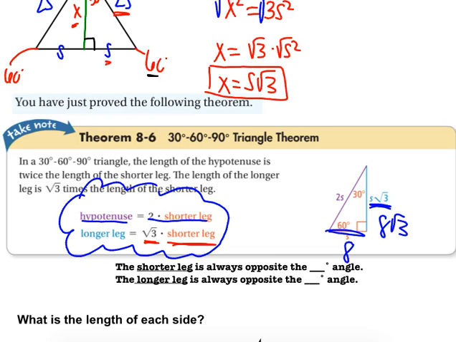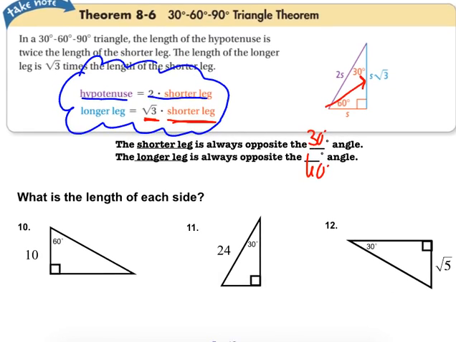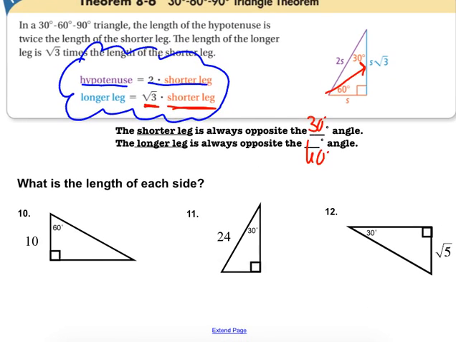We need that. So now let's fill in the blanks right here. Your shorter leg is always across from the 30-degree angle because that's the smallest angle, so it needs to be the shortest side. The longer leg is across from the 60-degree angle. Because obviously in a right triangle, the hypotenuse is always across from the right angle, so the longer leg is across from the 60-degree angle. Okay, so here we go.